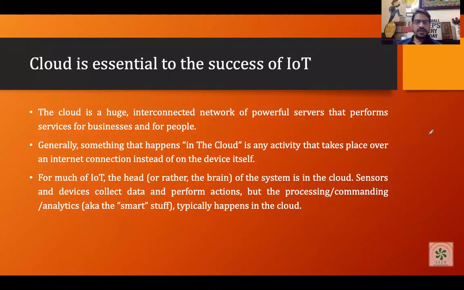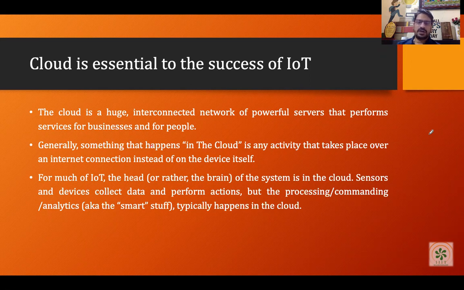First of all, the cloud is a huge interconnected network of powerful servers that perform services for business and for people. That we know about the cloud. Generally, something that happens in the cloud is an activity that takes place over an internet connection instead of on the device itself. That is also a characteristic, right? Something happening in the cloud means it is not happening on my local device.